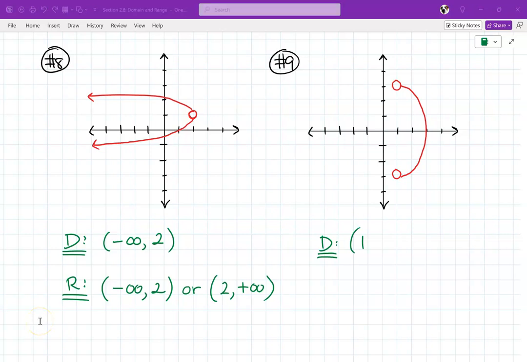All right, so far left is going to be 1, not included. Far right is going to be 3, included. And for our range, we're going to go as low as possible, which is -3. But we don't include that. And to +3, we do include that. So again, homework will be on quizzes.